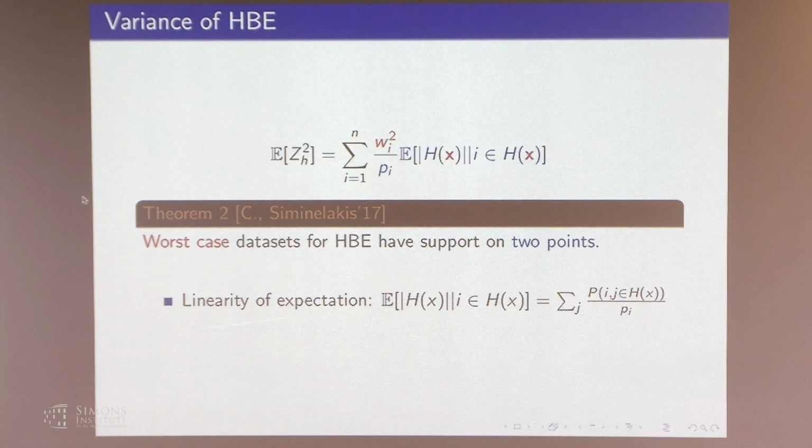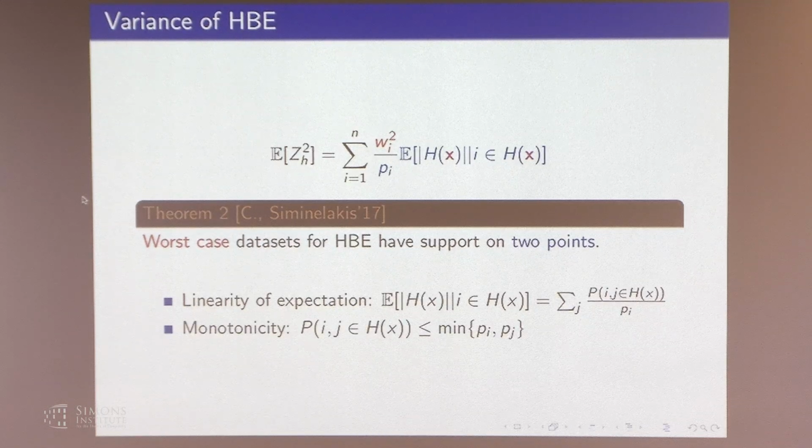Okay, so this quantity here, let me just tell you what's actually involved in the analysis. I won't give you the analysis, but I'll tell you what the key facts are that I use. This thing, the expected size of the hash bucket, is just the sum of the collision probabilities, right? What's the probability that i and j both belong to the hash bucket, divided by p_i? Okay, that's what this is.